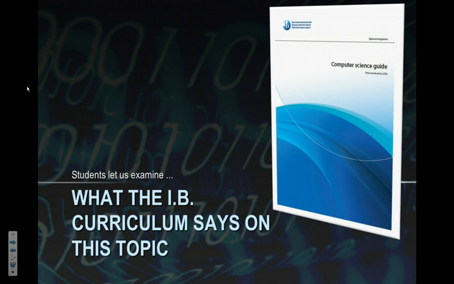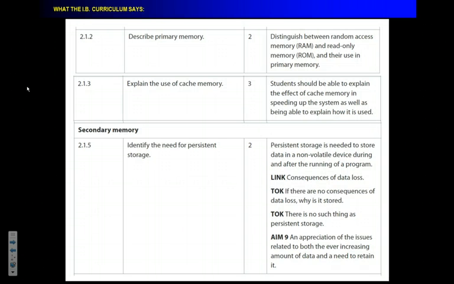Okay, so let's take a look specifically at what the IB says about this. It's just one slide today. Okay, so here's what you need to know. You need to describe primary memory, okay? Distinguish between random access memory and read-only memory and their use in primary memory. Explain the use of cache memory.